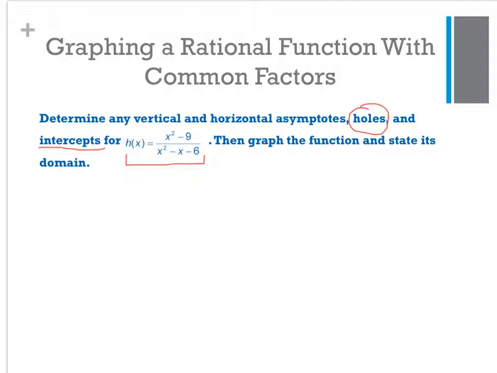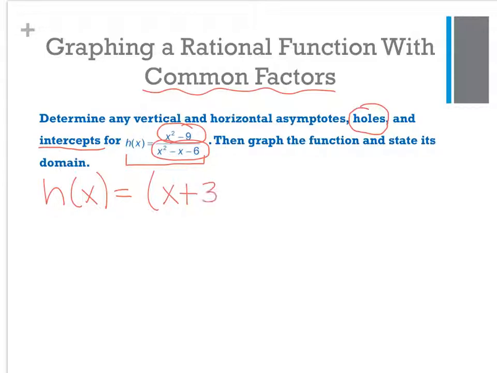So in order to identify any holes or common factors in the function h of x, we need to factor both the numerator and the denominator. So what we're going to do first is rewrite h of x in factored form. The numerator factors to be x plus 3 times x minus 3.